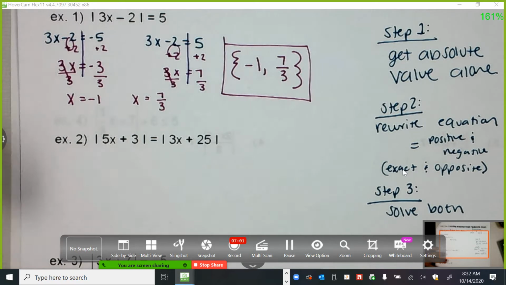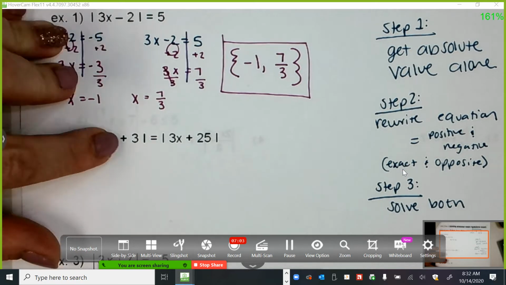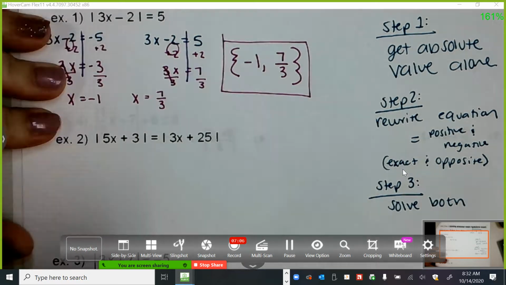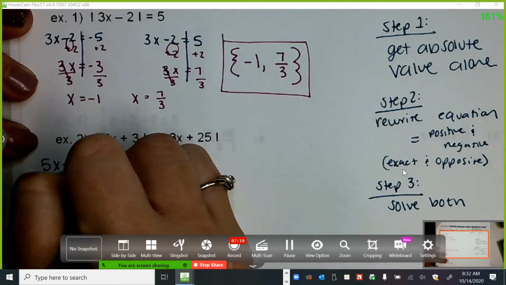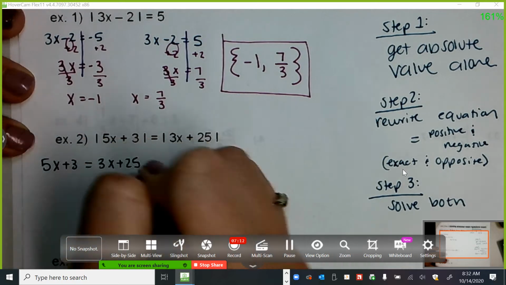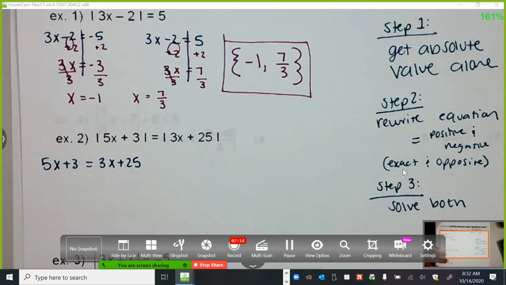Okay, so we're going to pretend this one on our left is our main one. So we're going to rewrite exact: 5x plus 3 equals 3x plus 25. We just rewrote it exactly the way it was, right? Without the absolute value bars.